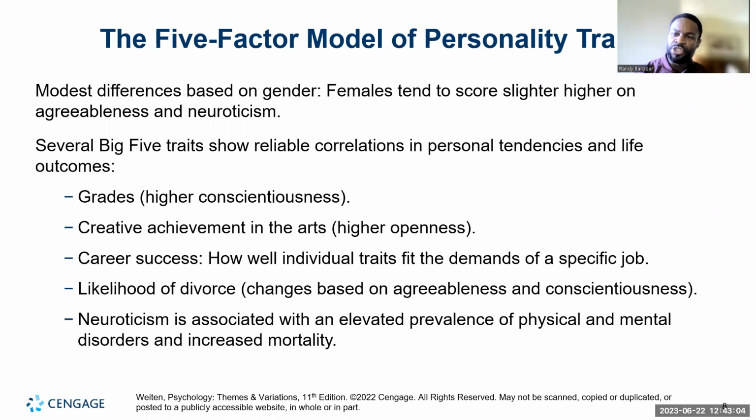The five big traits have some other correlations to tendencies and life outcomes, like I talked about before. So higher grades are usually earned by individuals who are more conscientious, more organized, and who tend to work harder. Those who are more creative in achievement in the arts tend to be higher in openness, so they like to explore and get out and see what's out there.